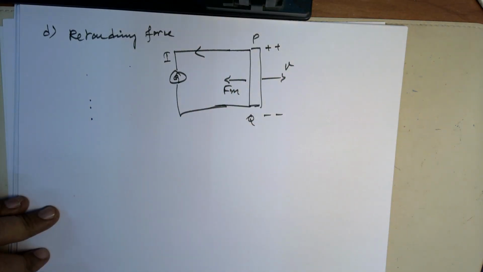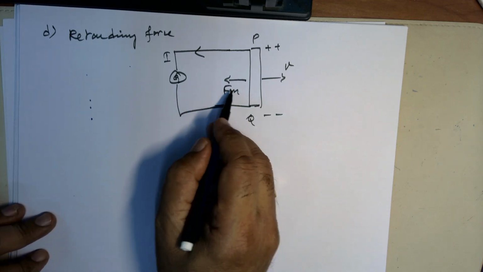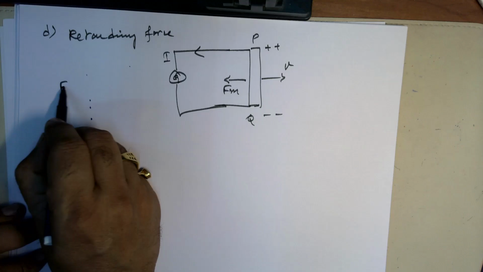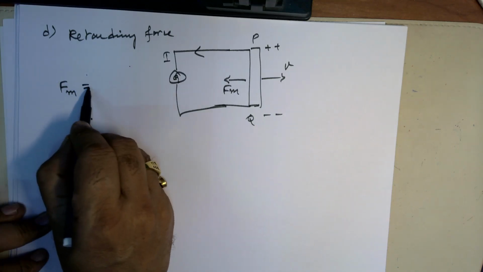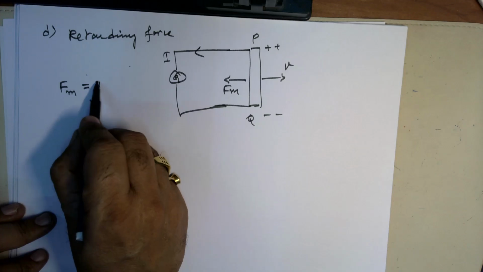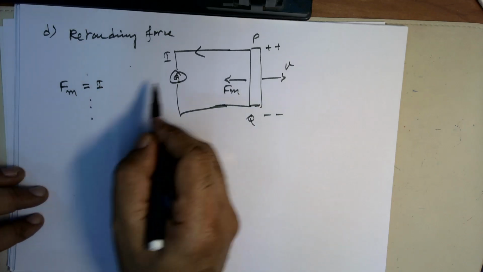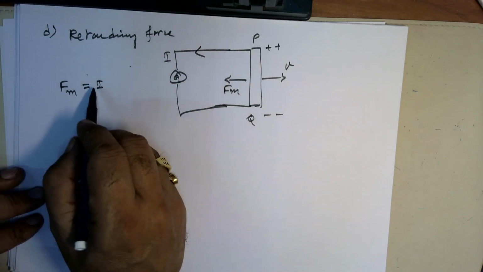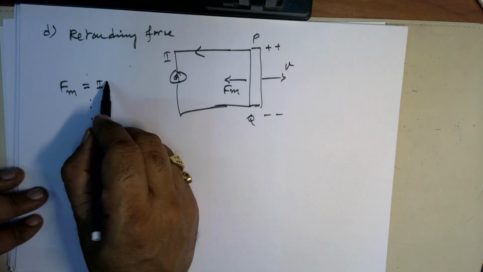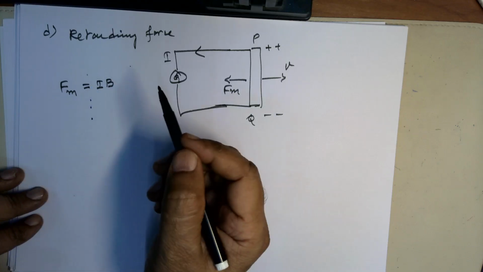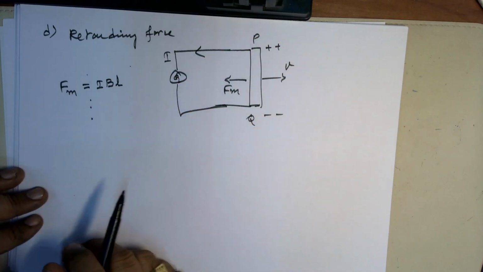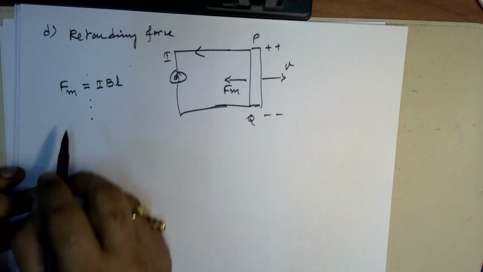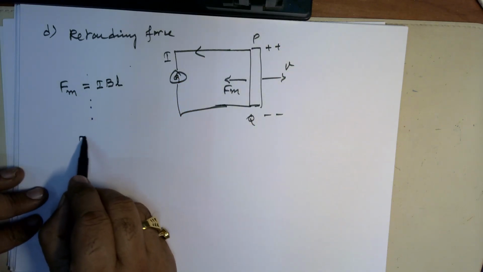Now we are talking about the magnetic force experienced here. F is the magnetic force. This magnetic force is based on the current, how much current is passed through the circuit, and B is the magnetic field, then L is the length of the rod here.